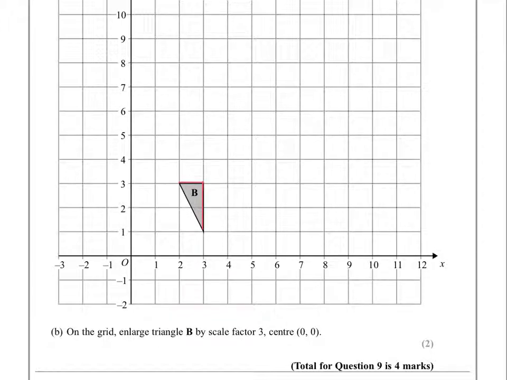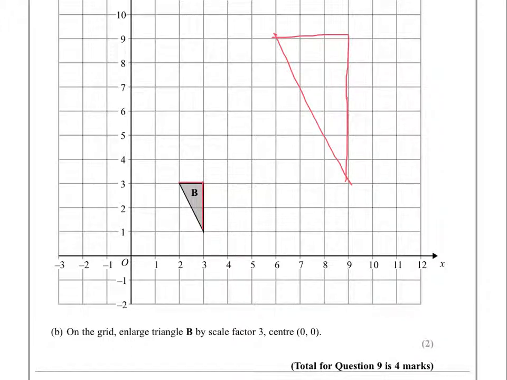So we're timesing all the sides by 3 as a scale factor, and so if we just draw that shape anywhere, so 1, 2, 3, 4, 5, 6 squares up and 3 squares across, then we end up with this shape. If you've drawn that shape, you get 1 out of 2 as long as you've drawn that shape that size.